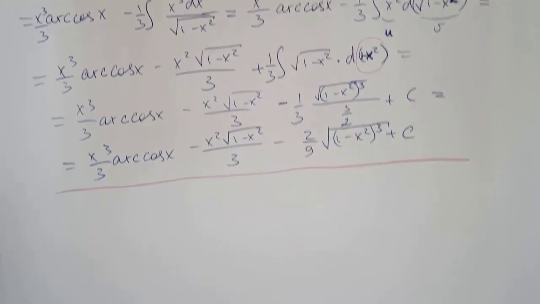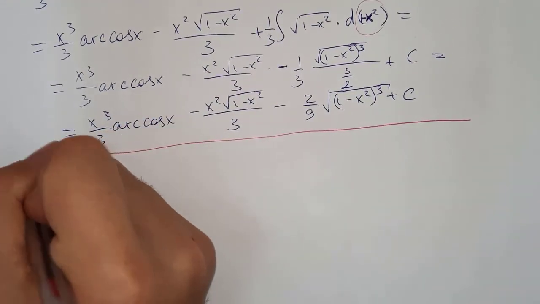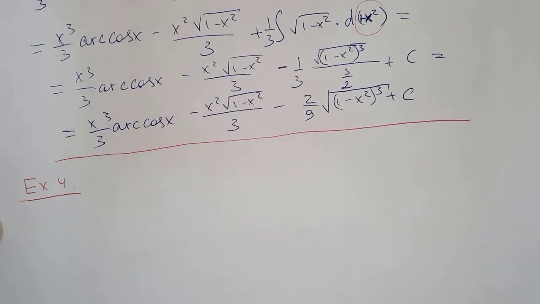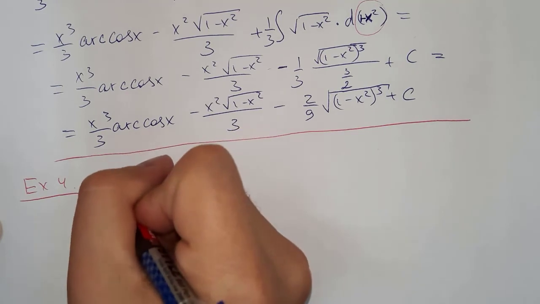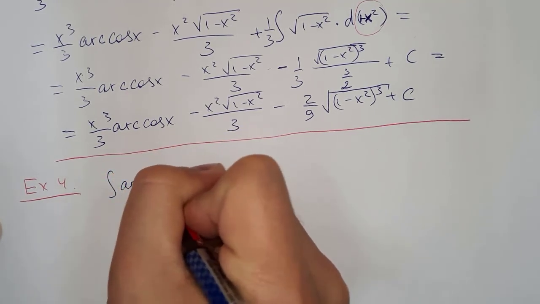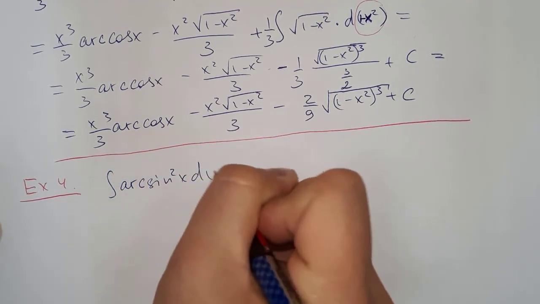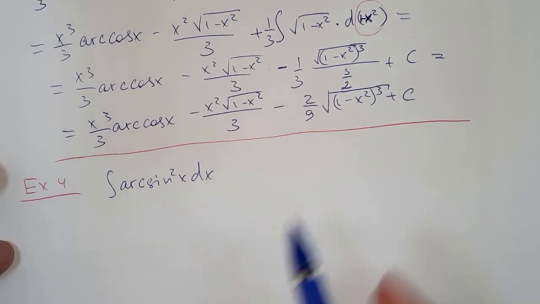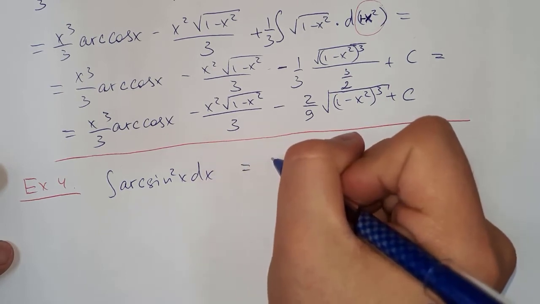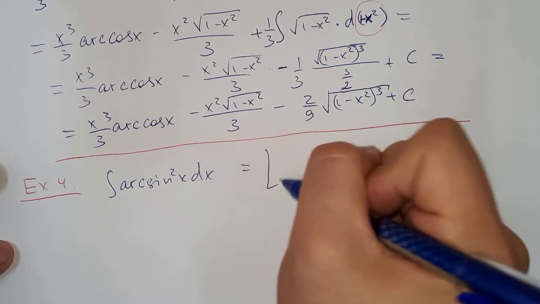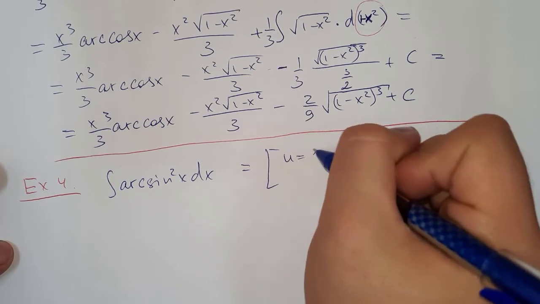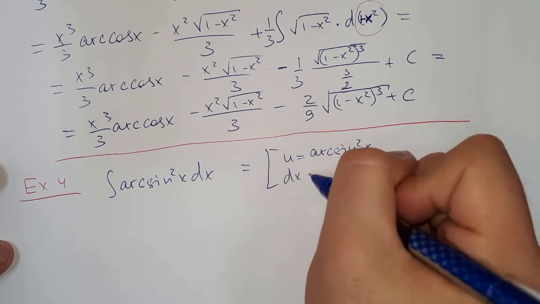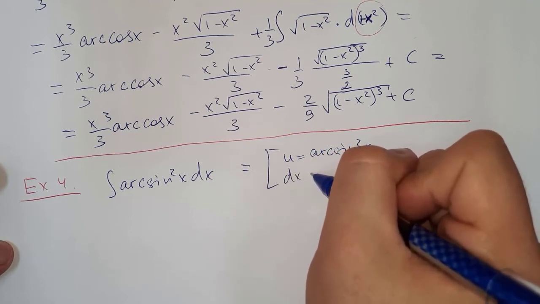And let's do the next example. So exercise number 4. So here we have the following integral. Find the integral of arc sine square x dx. Okay, so here the u is just arc sine square x, and dx is dv.